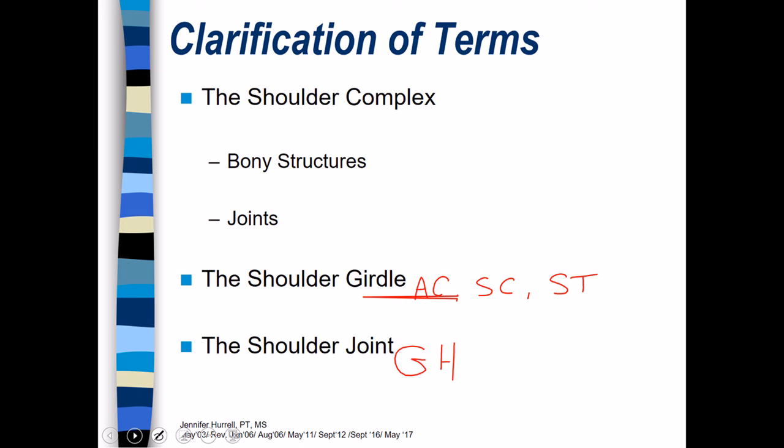So basically, this lecture is about the shoulder girdle. We're only going to be talking about the scapula, the clavicle, the sternum, the rib cage, and these three joints here. That's what this lecture is. We're not going to get to the actual shoulder until the next lecture.